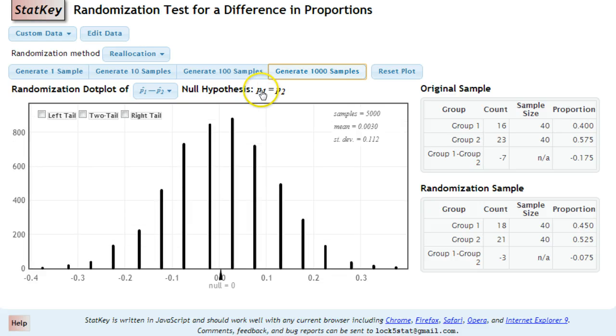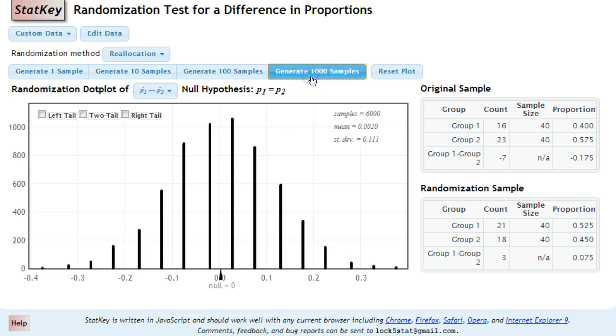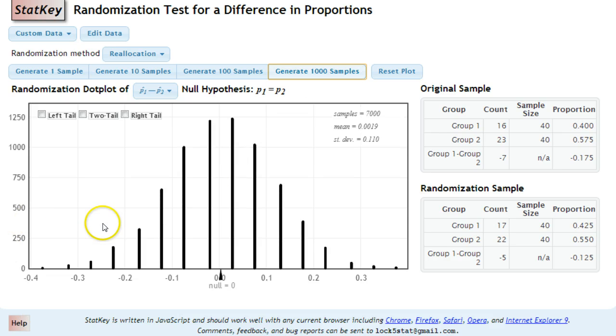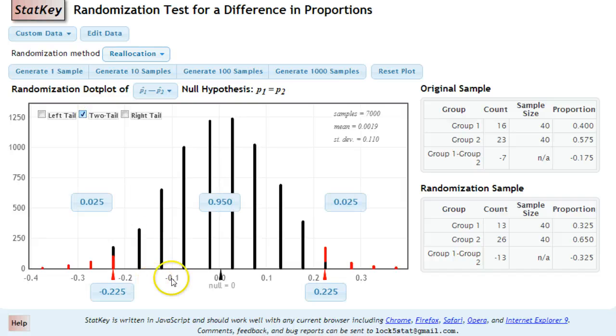As usual, our null that the two are equal is going to cause the middle, the difference between the two proportions, to be 0. And most of our graph here is consistent with that. Looking back to our alternative, we didn't have a particular direction in mind, so we're going to do the two-tail test. And when we run the two-tail, we're going to adjust it to be the sample difference between our proportions.